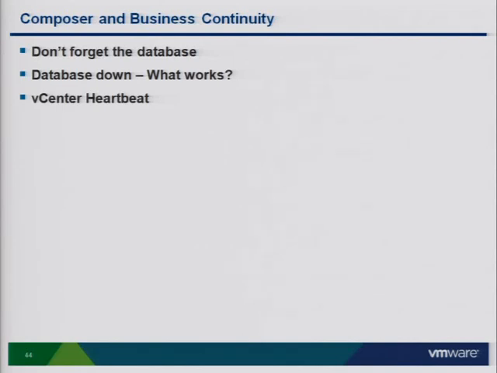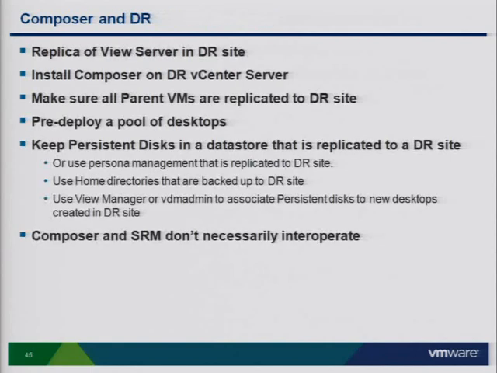So just a couple of notes. We're down to the last couple of slides here. Composer and business continuity. Don't forget you've got a Composer database to back up. Just make sure you keep that in mind. It's probably on your vCenter database. You can roll it into what you're doing there. If the database is down, you can still log into machines, but you're not going to be able to do any of these recompose, refresh type operations. And you may want to consider protecting vCenter with vCenter Heartbeat because you can protect Composer as part of that for high availability for vCenter.